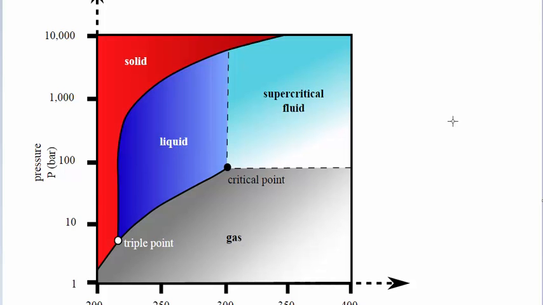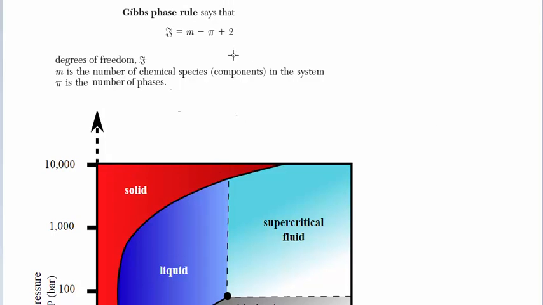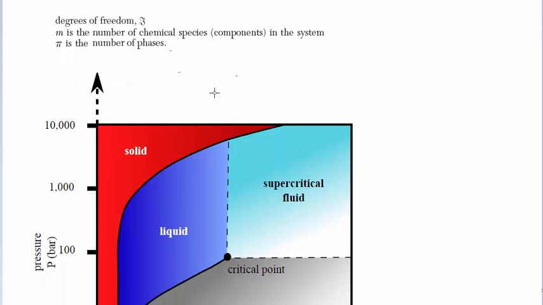Same thing if you're in a liquid. You have 1 species and you have 1 phase, so your degrees of freedom is 2. You could move 2-dimensionally throughout this space and still be in a liquid. Now, what if you're in phase equilibria? Well, then for your degrees of freedom, you're going to have 1 chemical species, such as water, and you're going to have 2 phases, such as liquid and vapor, in equilibrium.